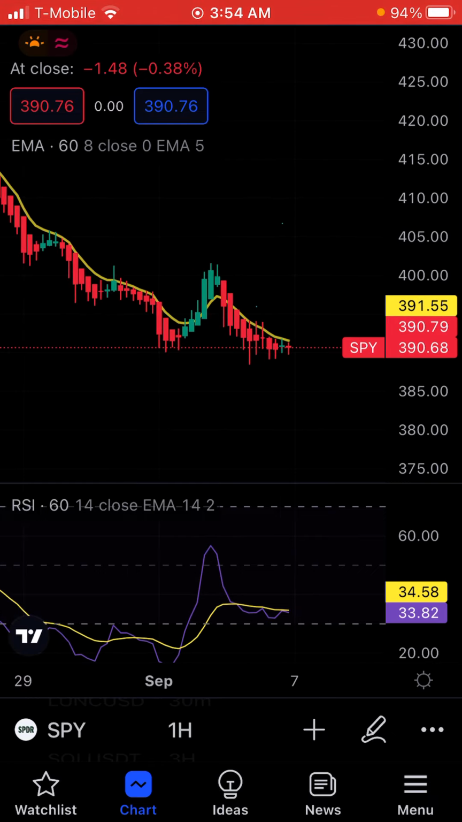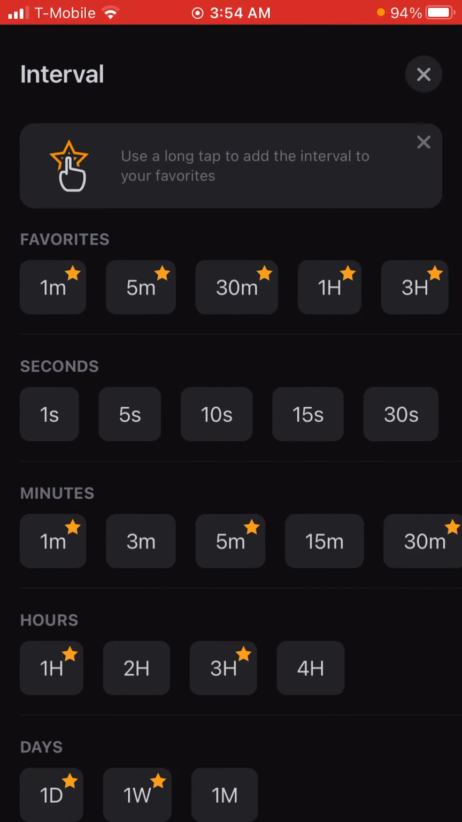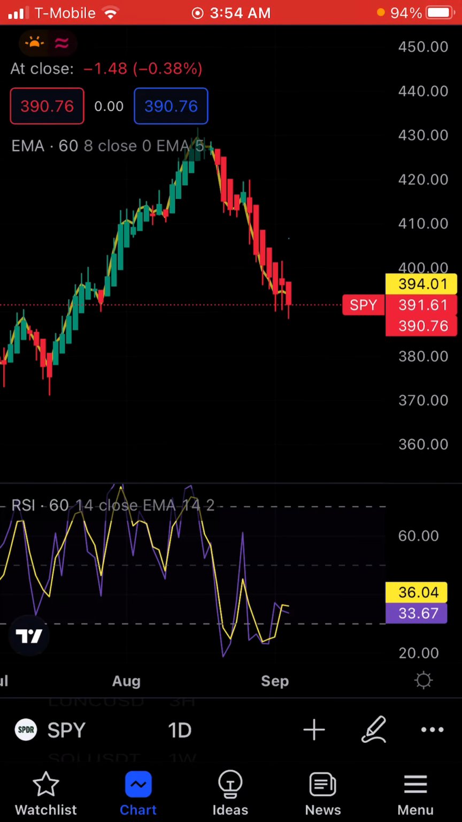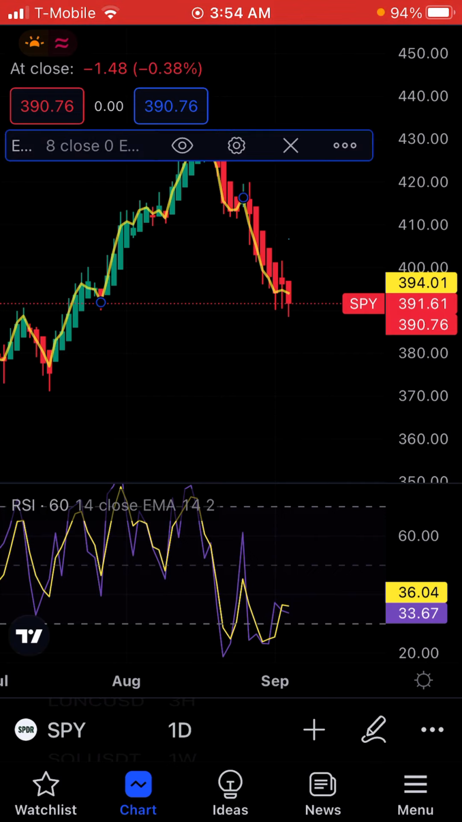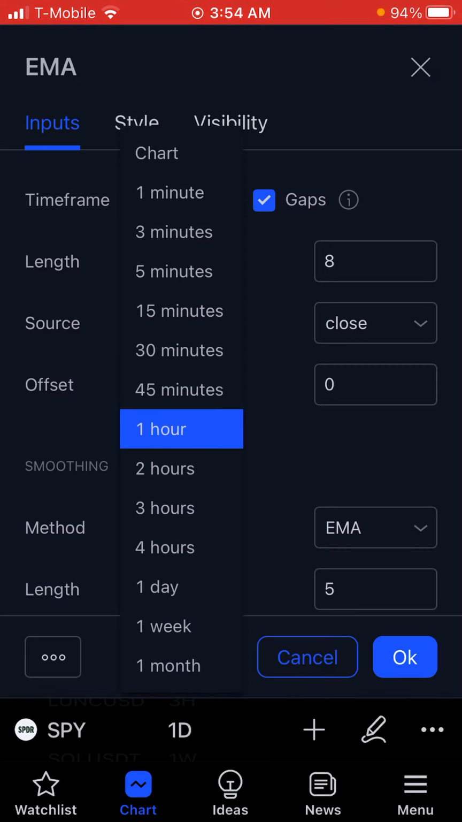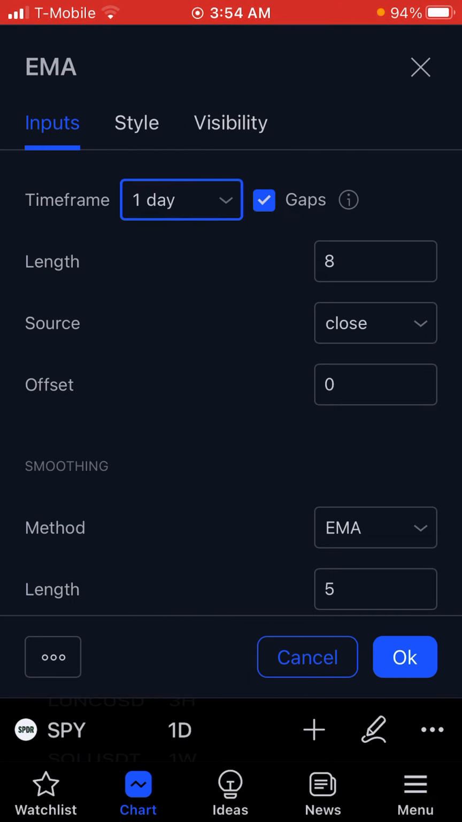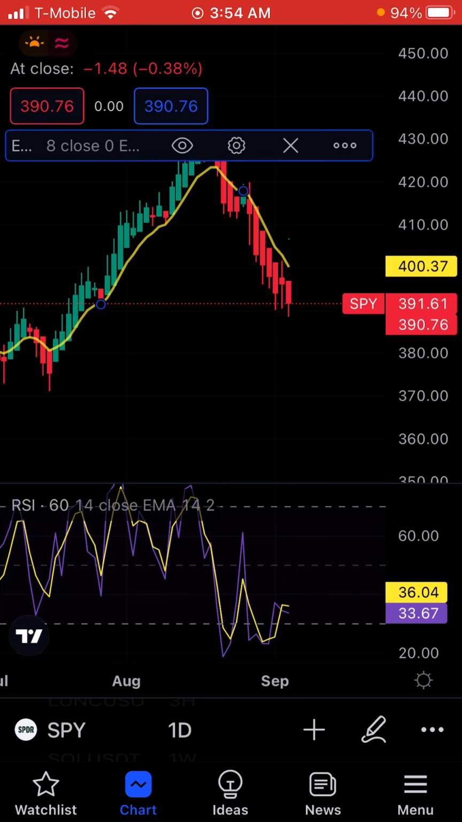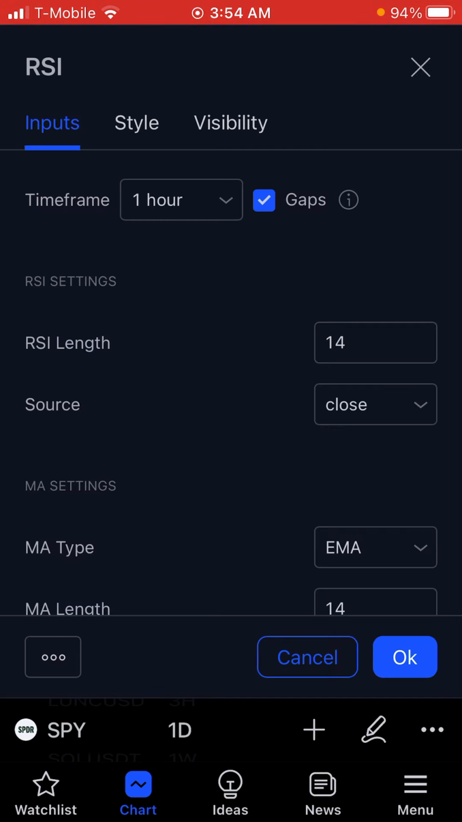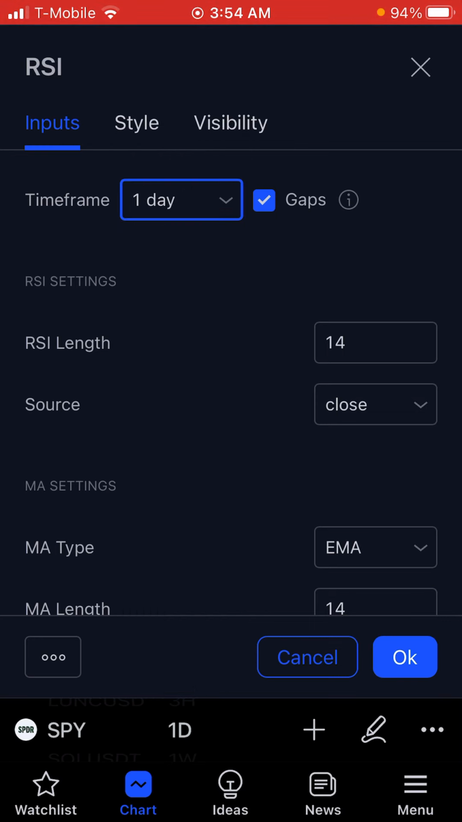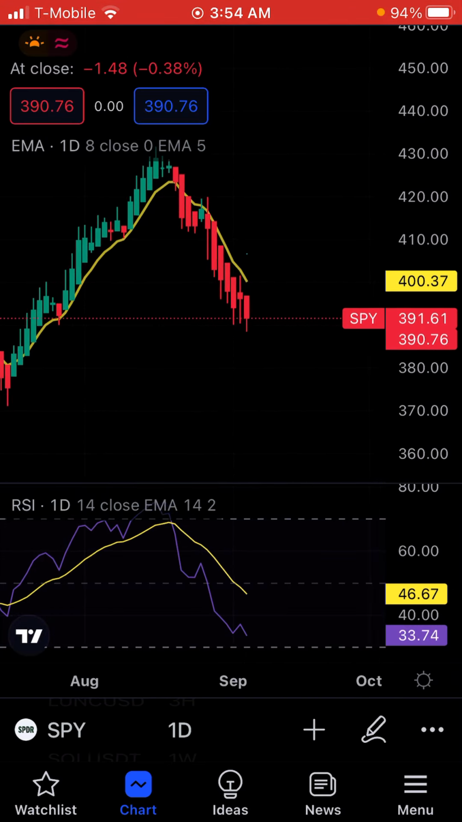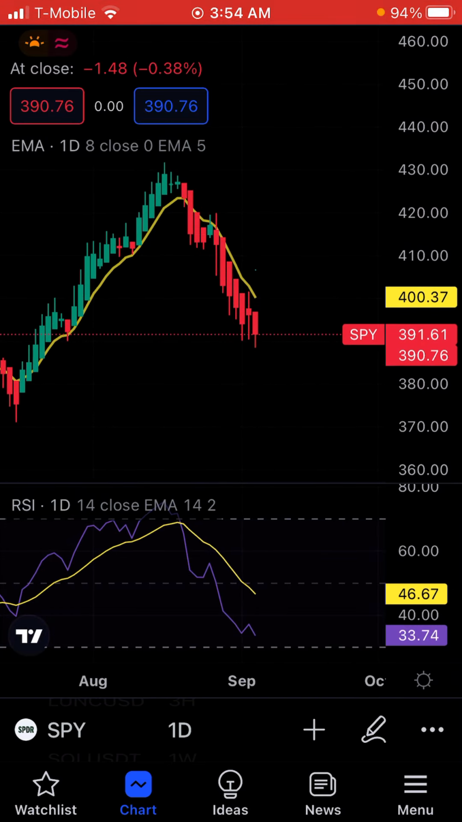Now I'm going to go one more time over my current strategy. Let me change my EMAs real quick. If you guys want to follow along with what I'm doing, now again, this is not financial advice. This is for entertainment purposes only, not responsible for any profit or loss. But anyway, my plan of action.